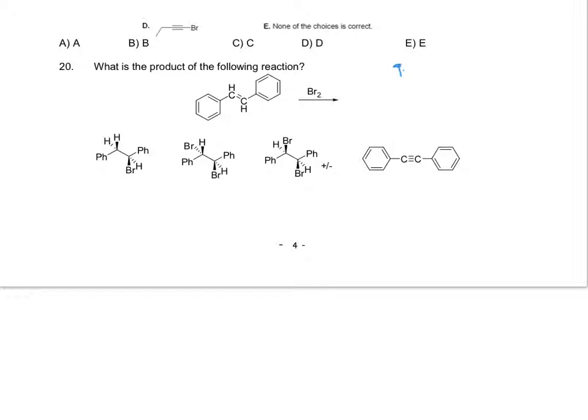What is the product of the following reaction? So here we have an alkene, and we're going to add Br2 to this alkene. That's going to add in an anti fashion. So we want to make sure that our stereochemistry here is anti.